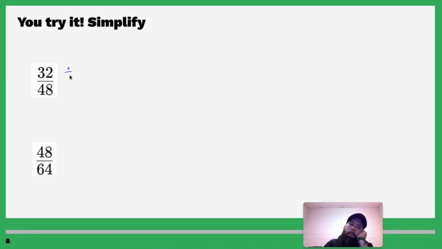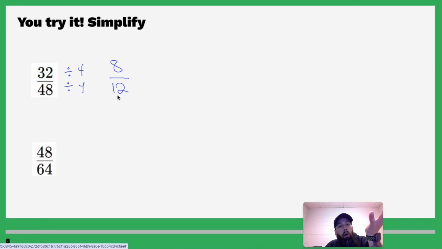Let's divide the top and the bottom by 4. Okay, 32 divided by 4 is 8. 48 divided by 4 is 12. Now what I see here is both are even numbers again. So don't just do the problem once and assume you're already done. 8 over 12, I could still divide them both by 2. So 8 divided by 2 is 4. 12 divided by 2 is 6.